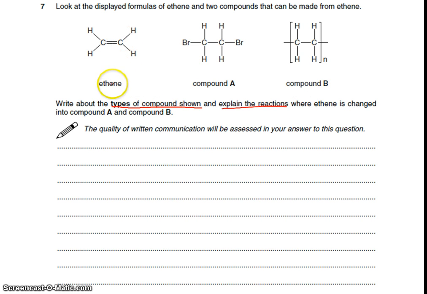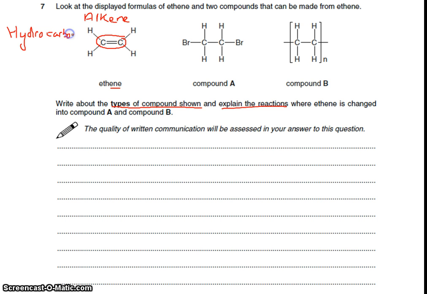Well, the first thing to note is that because it ends in -ene and because there is a double bond, you can write the fact that there's a double bond in this molecule, this is an alkene. So ethene is an alkene, the same as we just discussed in the previous question. It's also a hydrocarbon, and the reason it's a hydrocarbon is it contains only carbon and hydrogen.